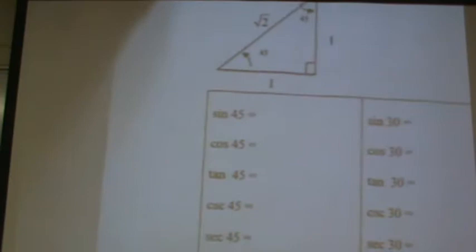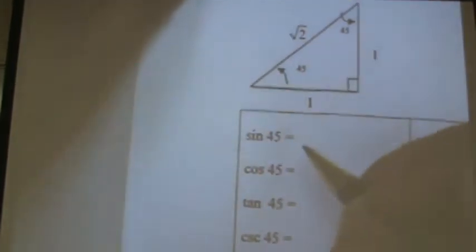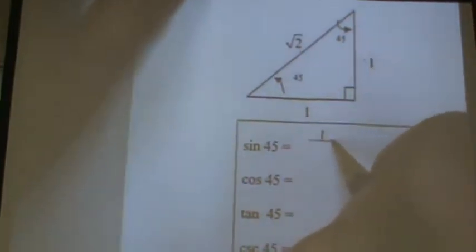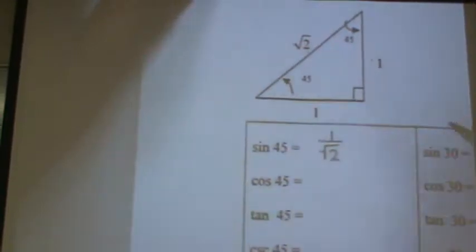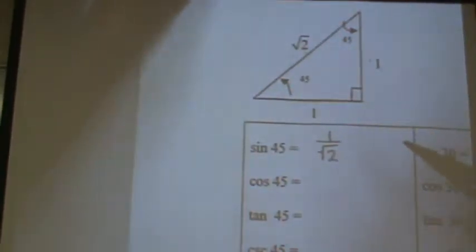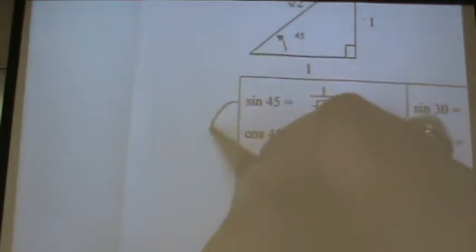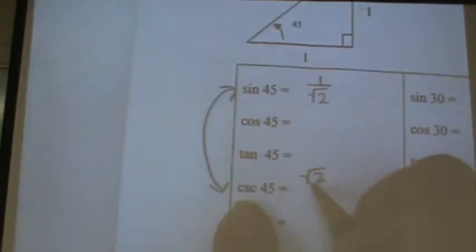So now let's just run through these ratios. The first one is the 45. What is the sine ratio of a 45-degree angle? What's the definition of sine? Opposite over hypotenuse, remember SOHCAHTOA? So it's 1 over root 2. Now, what's the ratio that's the reciprocal of sine? Cosecant. These two are just flipped. So this is root 2 over 1.